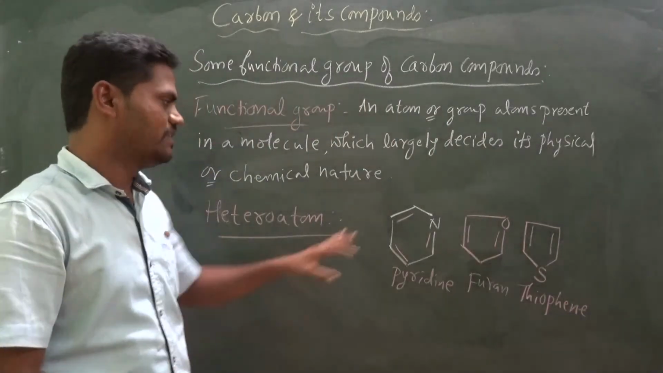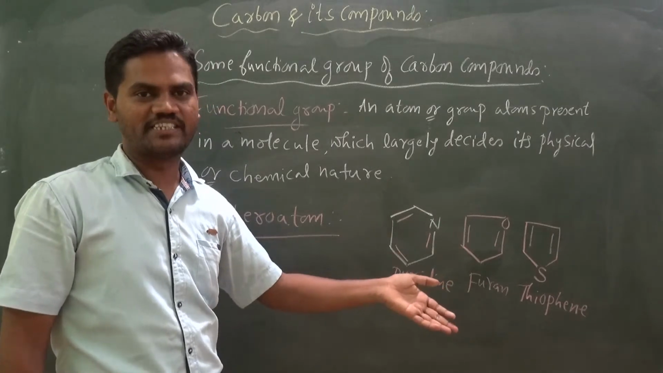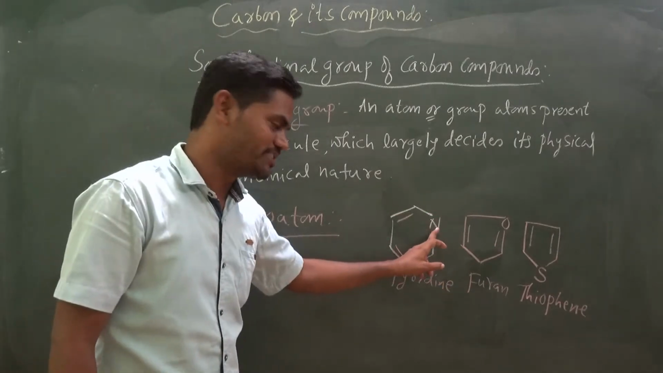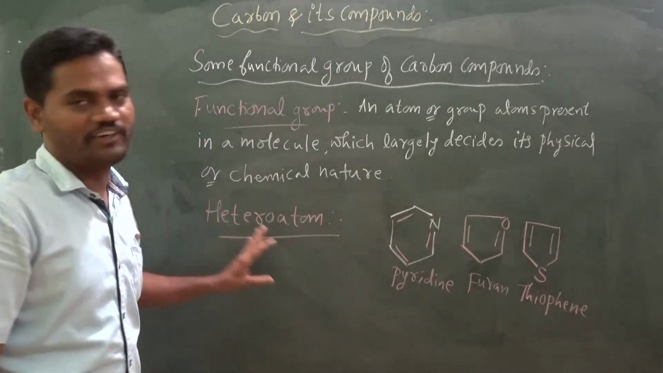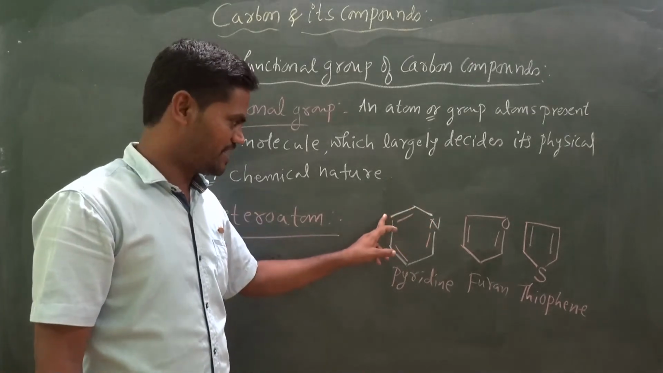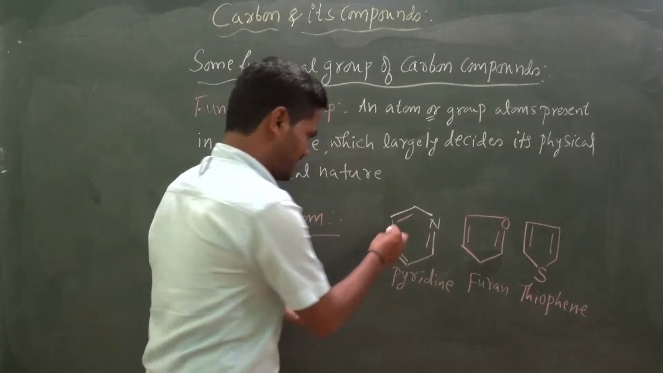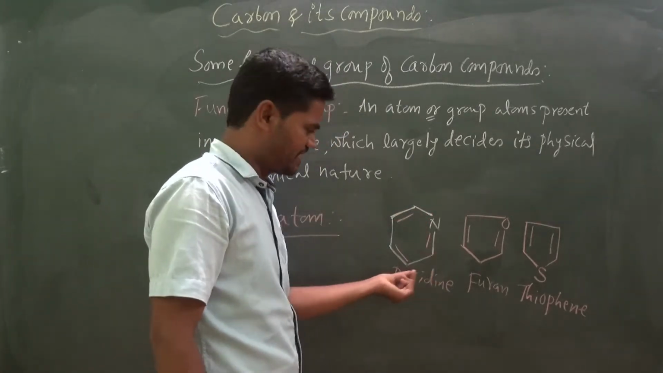Okay, so here, an organic compound containing atoms other than carbon and hydrogen, meaning an organic compound containing nitrogen, oxygen, and sulfur, belongs to the heteroatoms. That's the meaning. Okay, so see here, carbon is also there in each of these.